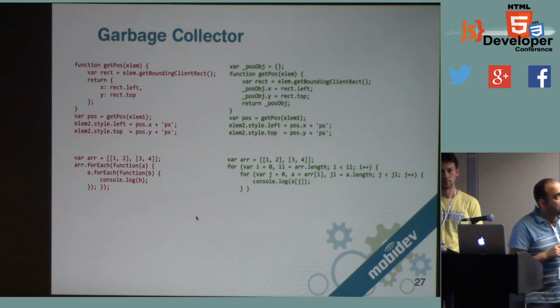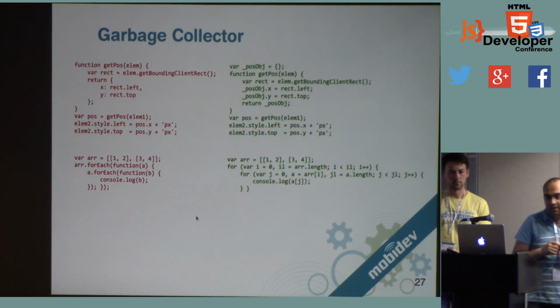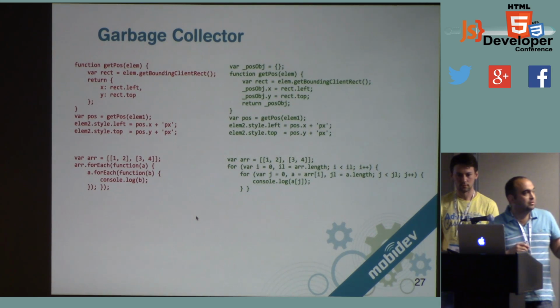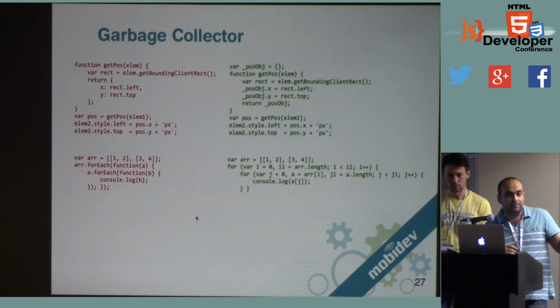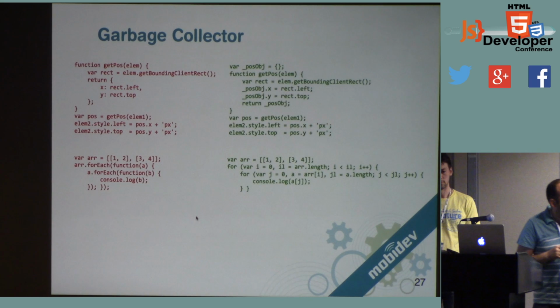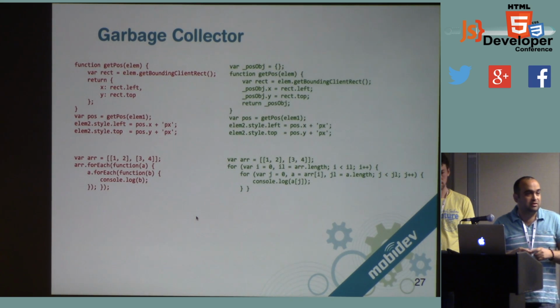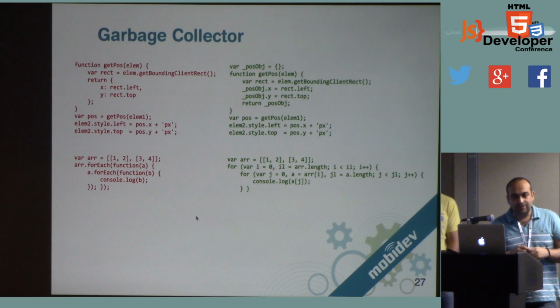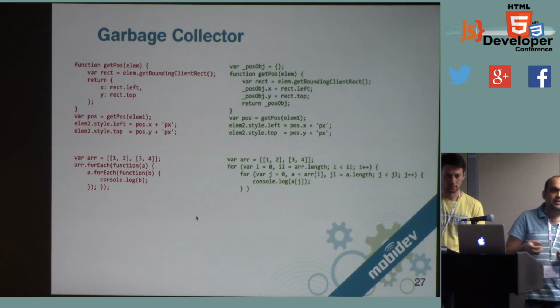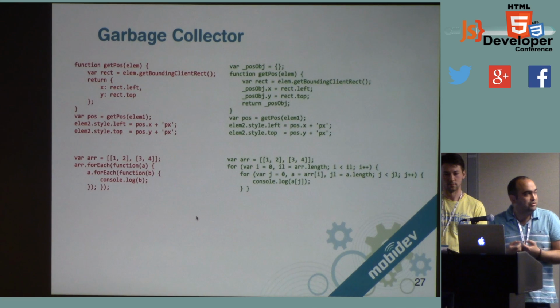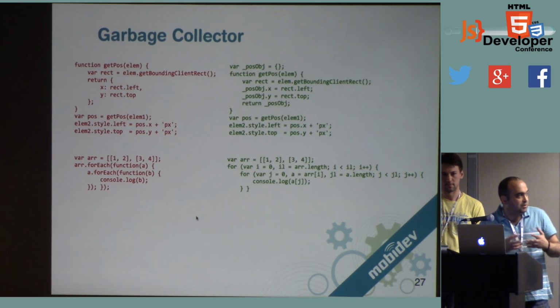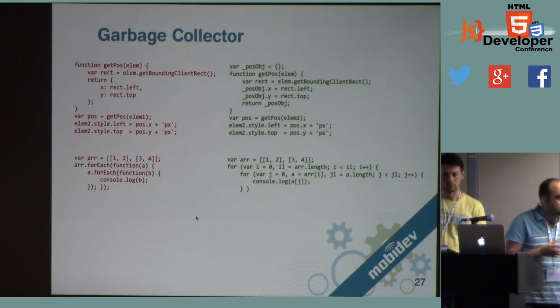And at the top you can see a function which returns some object created by literals, and exactly this object is garbage. And when this object is already used, the garbage collector should collect it.